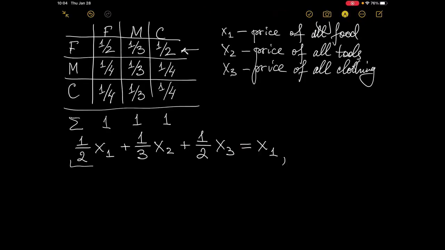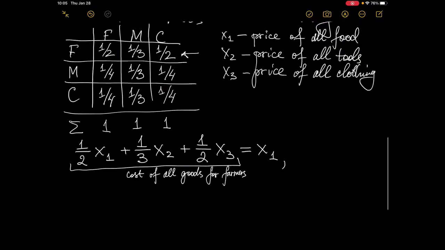So pay attention. Essentially, we don't know what the price is, right? So what does it mean? But essentially we are saying that this is the cost of all goods for farmers, right? And we are saying that, let us suppose that we consider a fair system, or what we call fair, that the cost of all goods for farmers is equal to the cost of the food they produced, right? Is it clear or no? Yes. So it makes some sense at least. Okay, good.